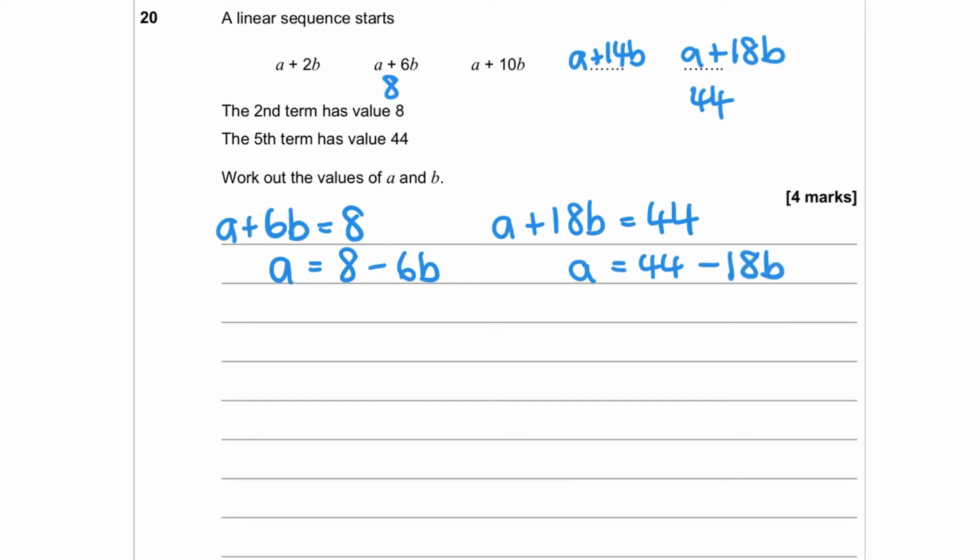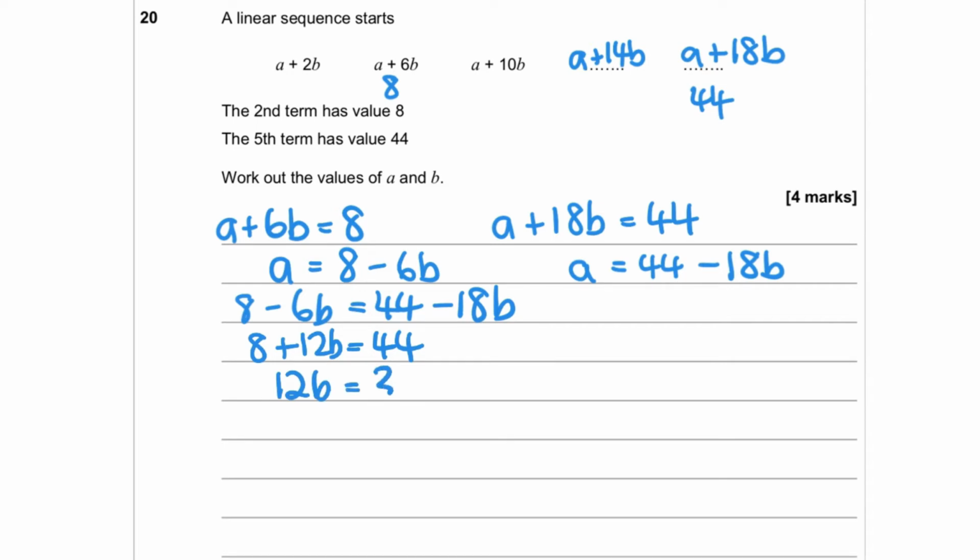So we have two equations here that are equal to a, so we can write that they're equal to each other. So 8 minus 6b is equal to 44 minus 18b. Because we've only got one variable now, this is an equation that we can solve. So if we add 18b to both sides, we get 8 plus 12b is equal to 44. We can minus 8 from both sides to give us 12b is equal to 36. Divide both sides by 12, so b is equal to 3.